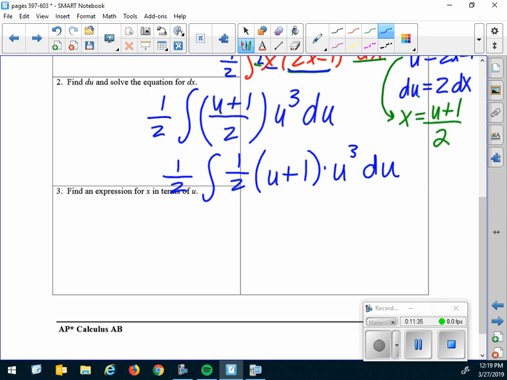You see what I did? Did you say yep or nope? U plus 1 divided by 2 is the same as 1/2 of u plus 1. Now what can I do with that 1/2? Pull it out. What's a half times a half? So this is a 1/4 times the integral of, now look right here.